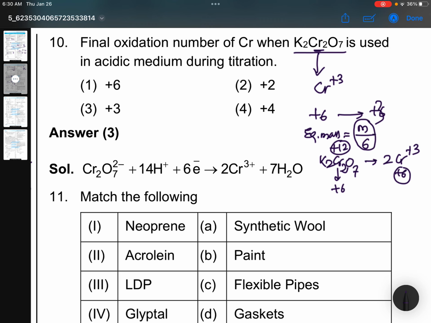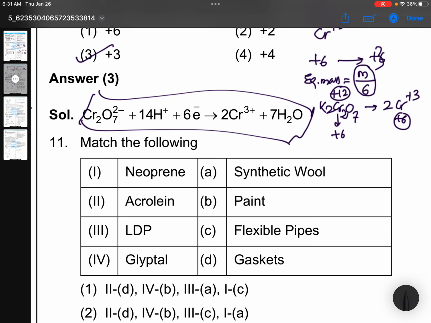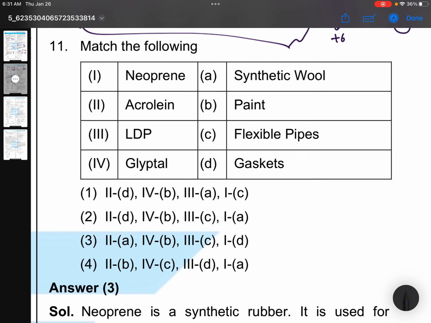These kind of questions can be asked. This is very easy. Here the equation is also mentioned. Similar type of question can be asked from D block also. In acidic medium, dichromate changes to chromate, chromate changes to dichromate. That is also there. You check that question also.